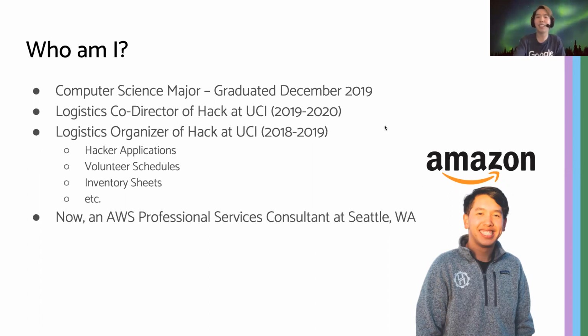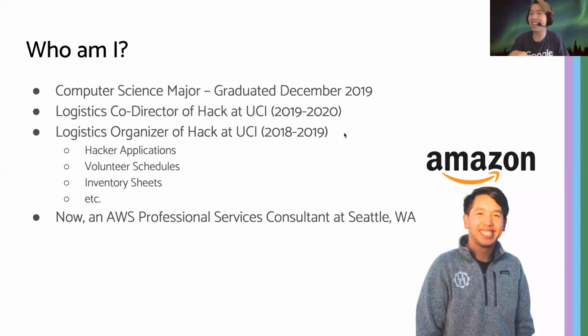During that time, I did a lot with Google Sheets, including organizing the Hacker applications, doing volunteer schedules, inventory sheets, etc. So since that time, I had been using Google Sheets pretty extensively for organizing and just making sure that everything was ready to go. And with the help of my teammates, of course, I was able to work on pulling off Hack UCI 2020 and Hack UCI 2019.